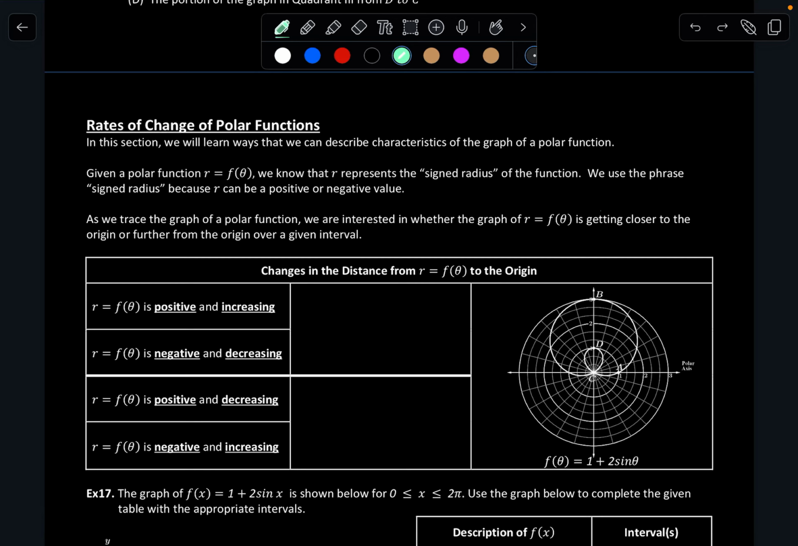So this topic is on rates of change of polar functions. And in this section, we will learn ways that we can describe characteristics of the graph of a polar function. So this is something that is very AP specific.